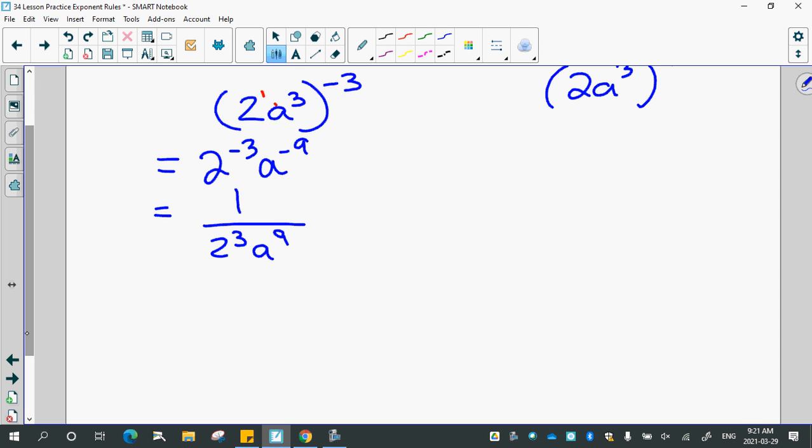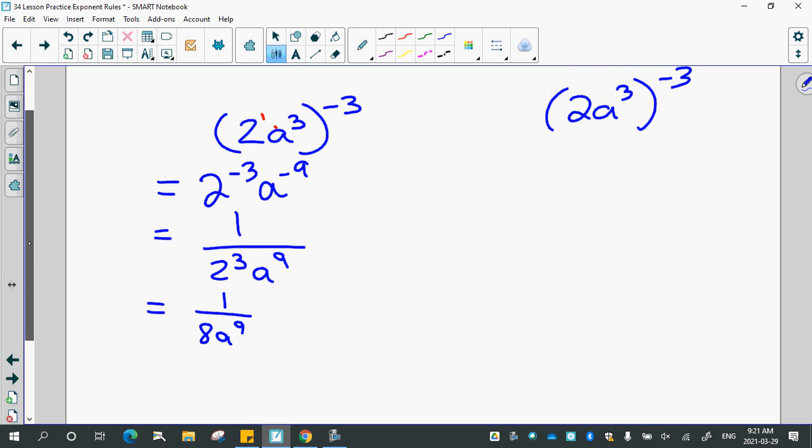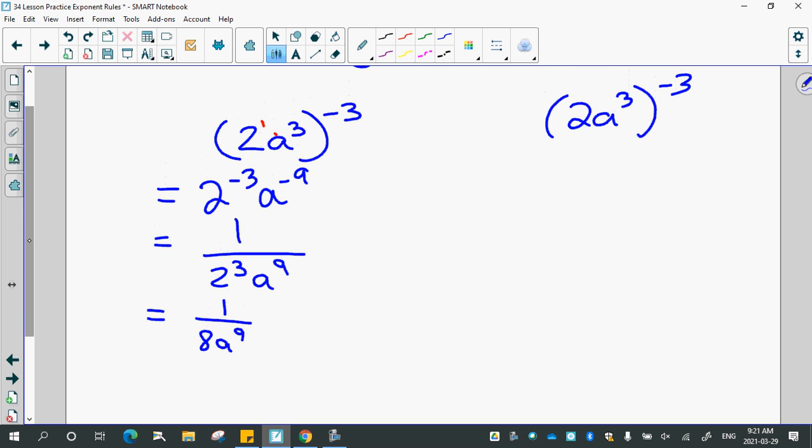Okay, so now they have positive exponents, but is that the final answer? Am I allowed to leave that? No, it's close, but I can figure out 2 cubed is 8, 8 to the 9. Okay, so that's what I would do, but there's another way to do it as well.